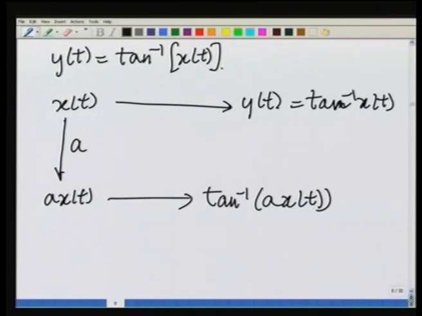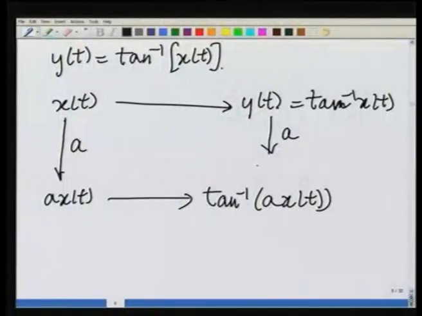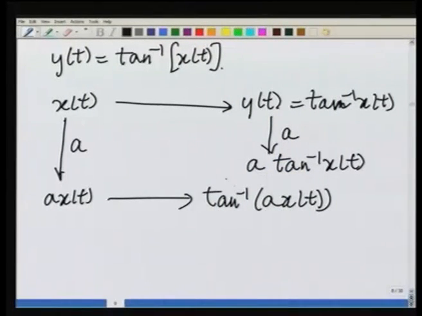From the other side, we will have to scale the output by a factor a, and so we would get a times tan inverse x(t). Now, it is well known to all of us that tan inverse of a times x(t) is not the same as a times tan inverse x(t). So, these two quantities are not equal to each other. So, the system is not homogeneous.